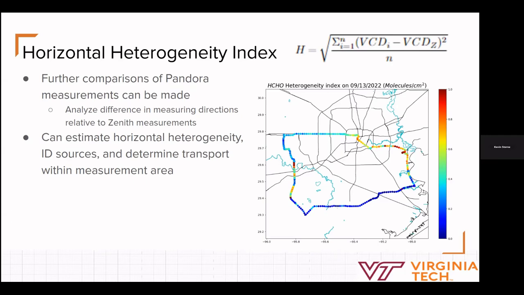So in this case, what you're seeing here is two measuring directions. So you have two VCDs of I, which are being compared to the zenith measurement made directly overhead. And so this leads to a summation of just two measurements. So then you have the summation of those two differences divided by two.